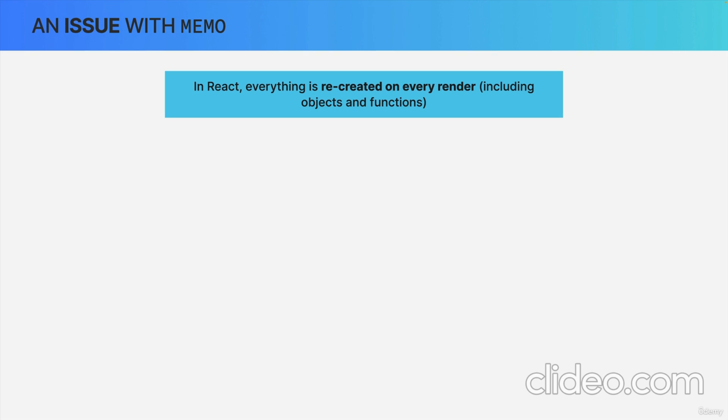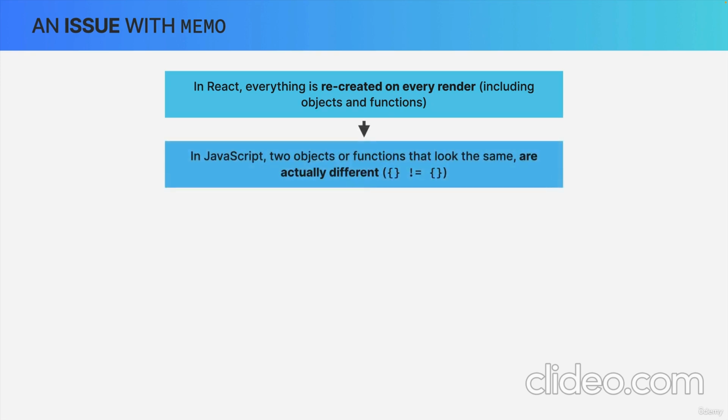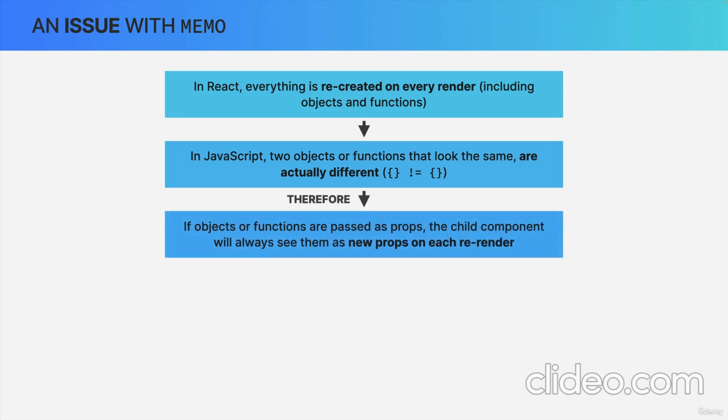We also know that in JavaScript, two objects or functions that look the same, so that are exactly the same code, are actually different, unique objects. And the classic example here is that an empty object is different from another empty object. Now, from these two pieces of information, we can understand that if we pass a function or an object to a child component as a prop, that child component will always see them as new props whenever there is a re-render. And if props are different between re-renders, then memo will simply not work.